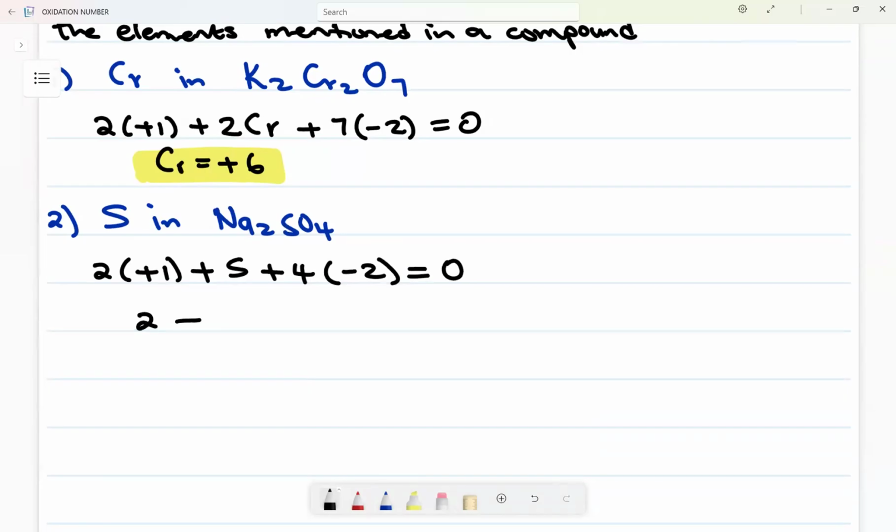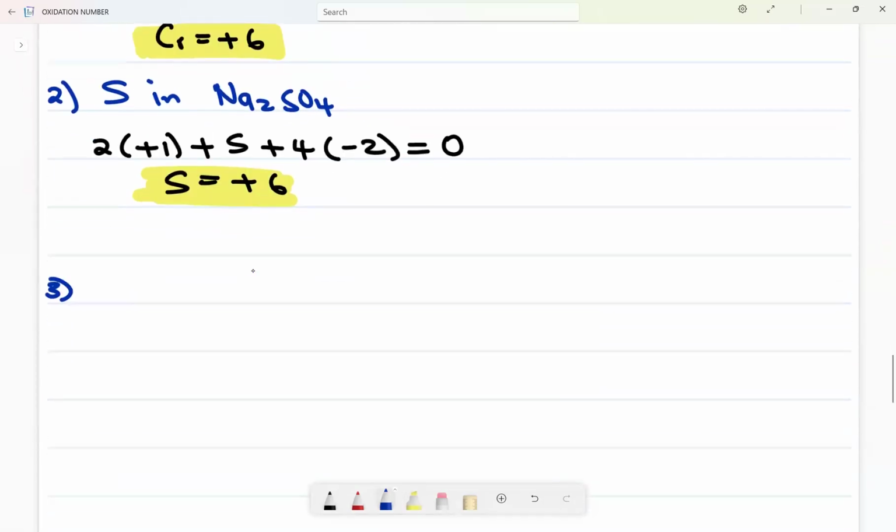It's going to be 2 plus letter S, sulfur, minus 8, equal to 0. And then sulfur is going to be equal to 8 minus 2, which is plus 6. So I'm going to remove this and say my sulfur is plus 6. Guys, very important, plus 6, plus 6. Number 3.